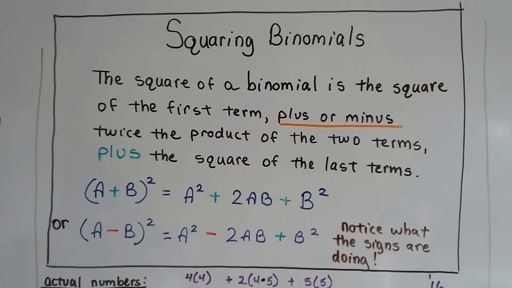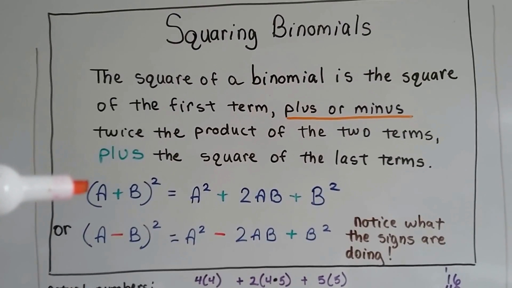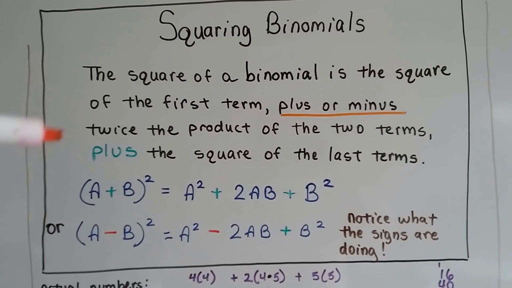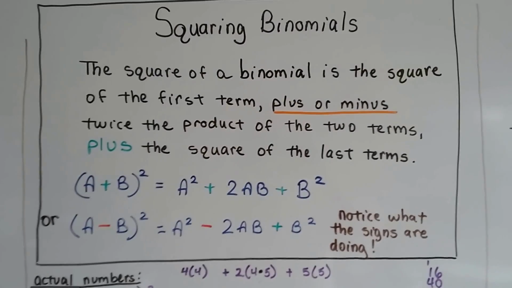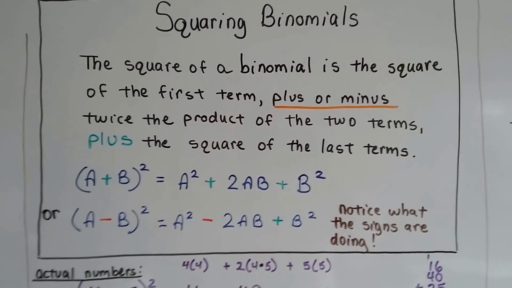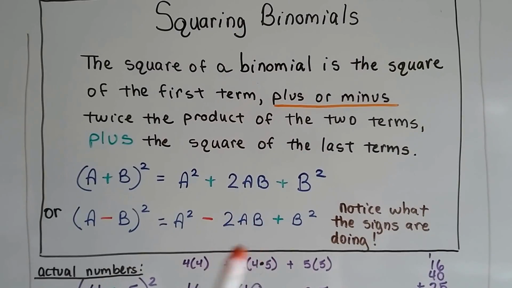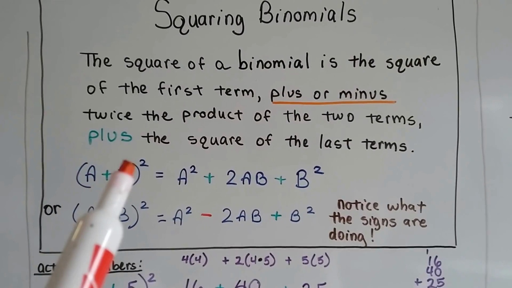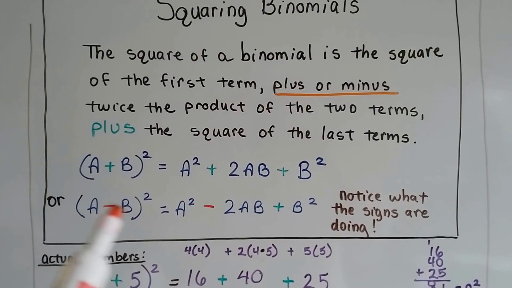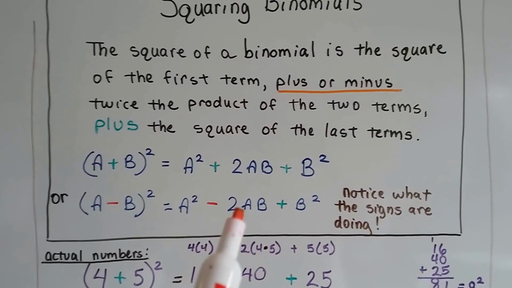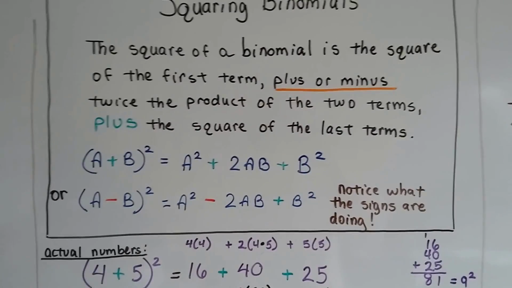Squaring binomials, the square of a binomial is the square of the first term. So if we have a plus b in parentheses, or a minus b even, we would square the a, see? Then it's plus or minus, whichever it is, twice the product of the two terms. So we would take 2 times a times b. We would multiply these, not add. We would multiply these, not subtract. So it'd be 2 times the a times b. Then we would just add the square of the last term, see?